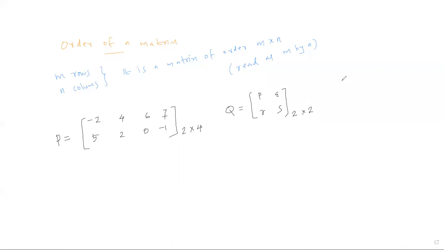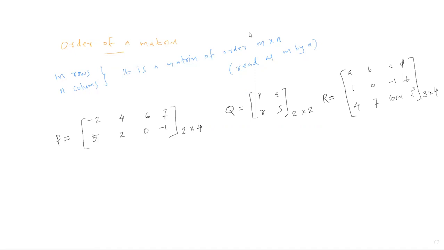And A, B, C, D, 1, 0, minus 1, 6, 4, 7, cos x, i cube. Another matrix I wrote, R. So what is the order? 3 by 4. 3 rows and 4 columns. So 3 by 4.